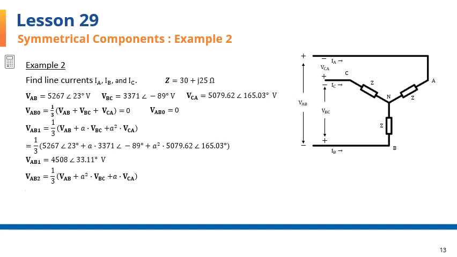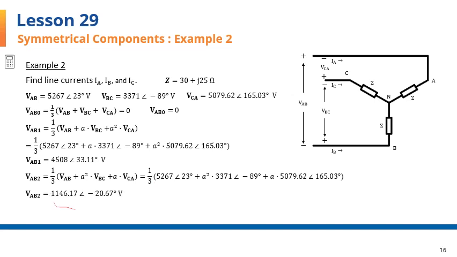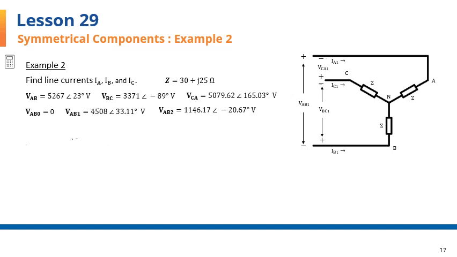And VAB2 is calculated based on this expression, and again, substituting for the values of the line-to-line voltages, the answer for that one comes to this value, 1146 volts, roughly, with negative 20.67 degrees of phase angle. Let me summarize the components that have been found so far. Here they are: VAB0, VAB1, and VAB2.